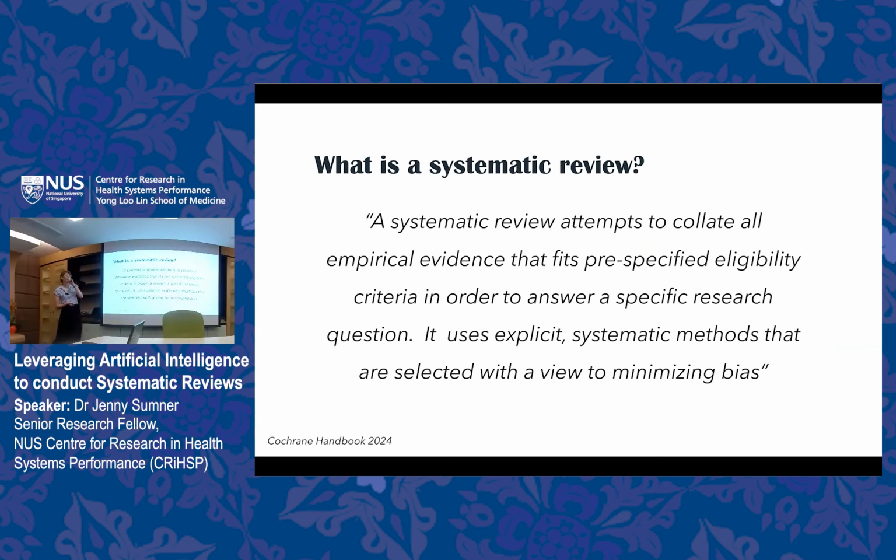Okay, so what is a systematic review? Hopefully most of you are familiar with a systematic review, but we'll just go through the basics to start with. According to Cochrane, a systematic review is an attempt to collate all the empirical evidence according to a pre-specified eligibility checklist to answer a specific research question. And it should be using explicit methods with a view to minimizing bias. So that's the Cochrane definition.